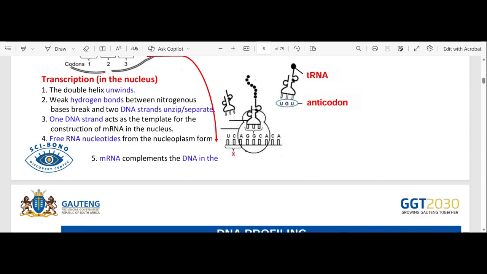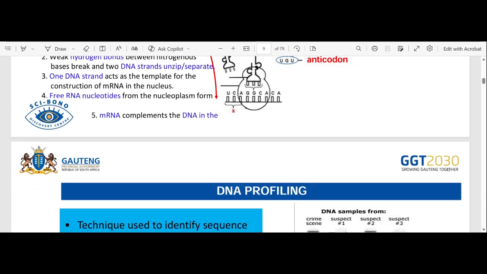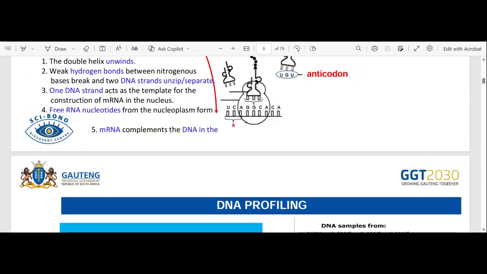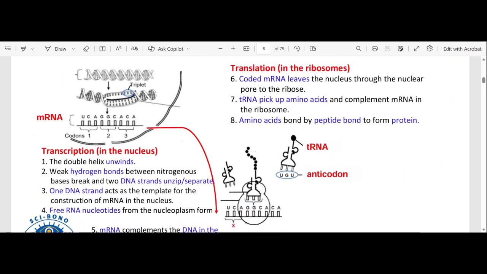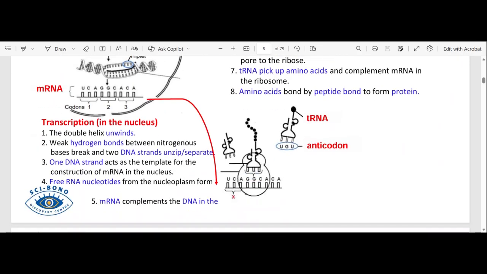Okay, let's continue. Free RNA nucleotides from the nucleoplasm form mRNA that complements the DNA in the... Why is this not complete now? Oh, okay, it's fine. Let me just start over again.